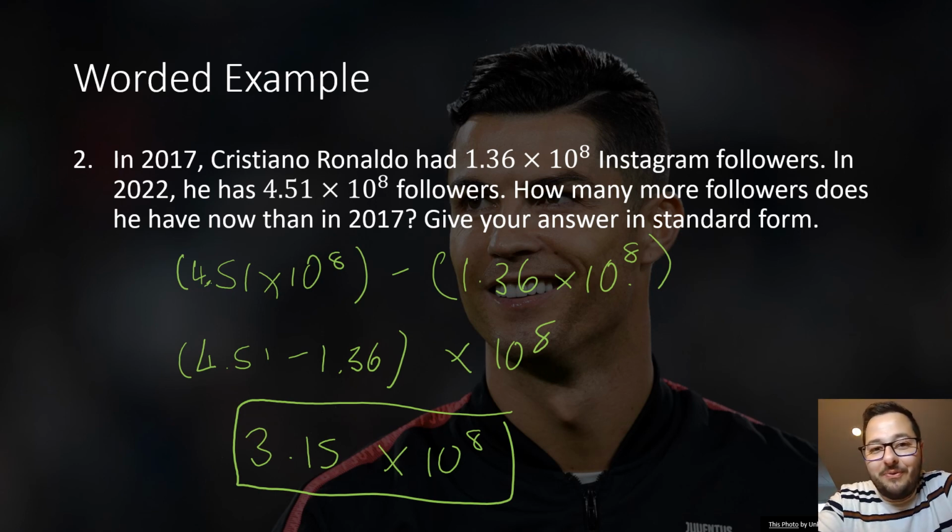All right. So that is the end of operations in standard form. We're using the power rules to times them together, to divide them together, and if they match, we can add and take away as well.